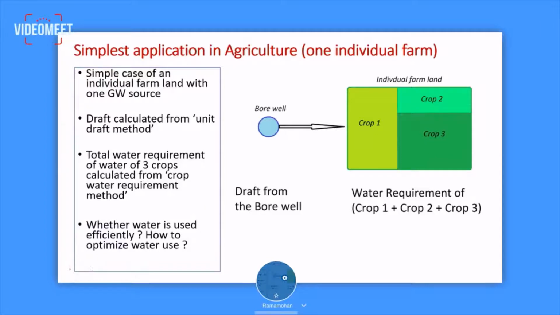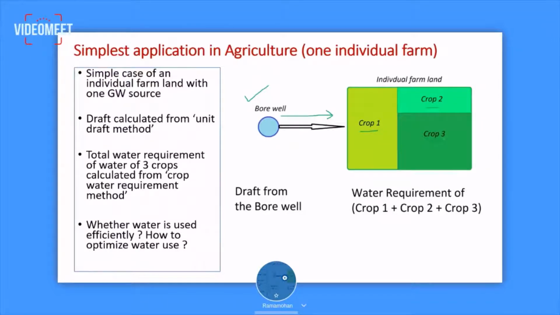There is a farmer, and the farmer has a borewell here, or tube well, whatever you call it. So he pumps out some water, and then he applies it for irrigating his piece of land. He has about 10 acres of land, let us say. And then he cultivates three crops: crop 1, crop 2, and crop 3.